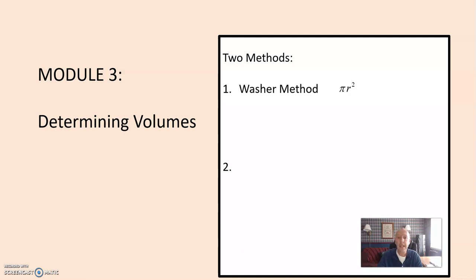It's based off the area of a circle. Remember, the area of a circle is pi r squared. And we calculate the area of these circles and then add them all up to find our volume.